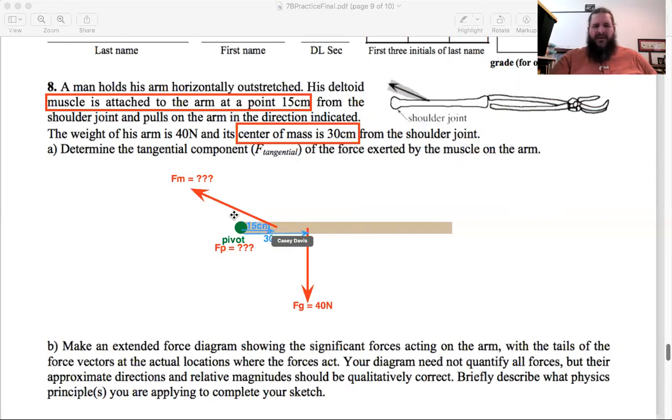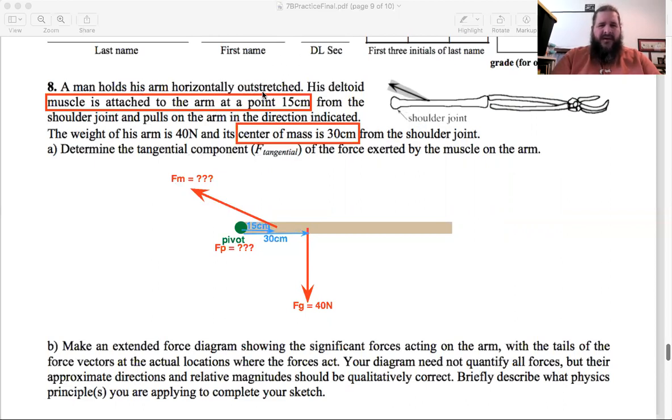In fact, if we wanted to find the force of the muscle, what other information do you think we would need to know? We would need to know a few angles. Yeah, we'd have to have at least some sort of angular information, some sort of information about what direction that actually is. The problem doesn't give us that information, so we can't actually find the force of the muscle. But it's not asking for the entire force of the muscle. It's just asking for the tangential component, tangential in the sense of perpendicular.